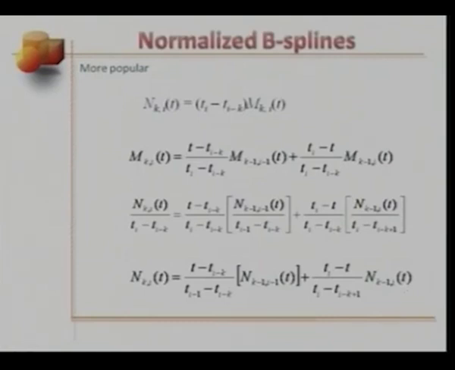Now, I find it personally a little difficult to remember this expression. If you can, it's wonderful. Just that I find it a little difficult. I find it more convenient to remember this expression here and to compute normalized basis splines n k i. All I do is multiply m k i by t i minus t i minus k. So, the overall recursion relation for normalized basis splines.